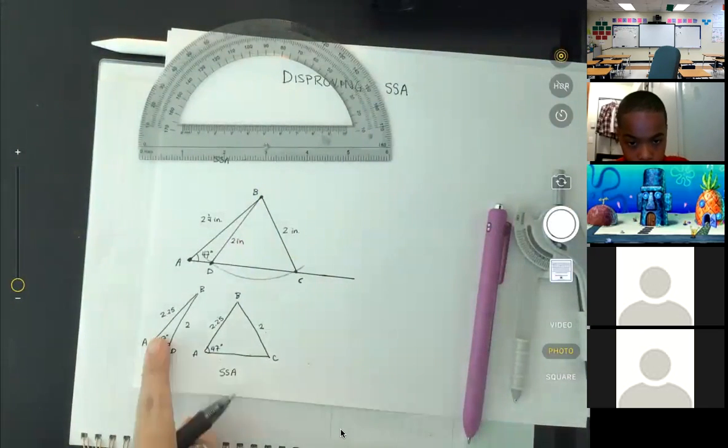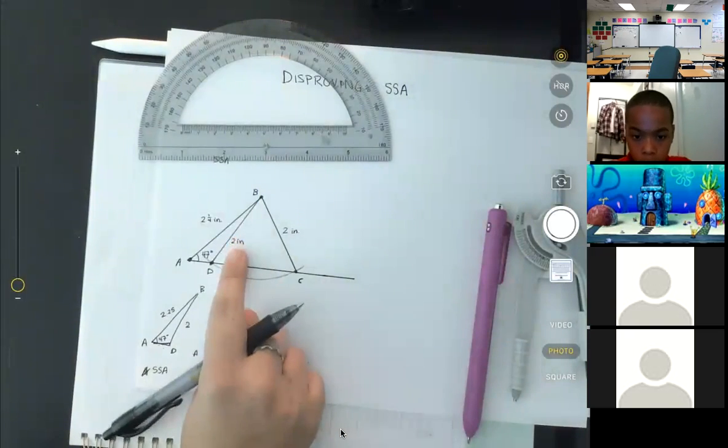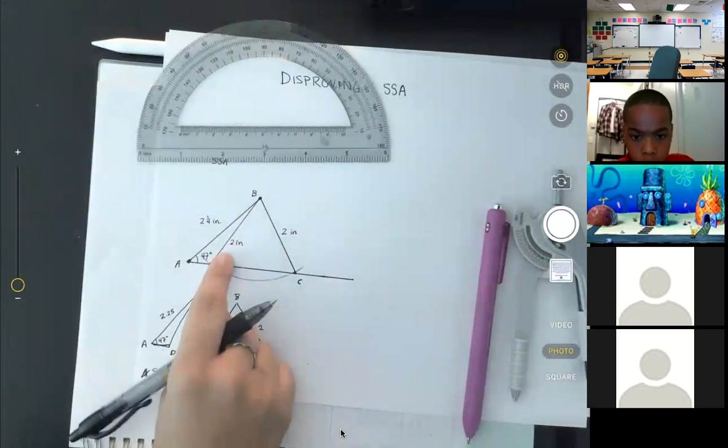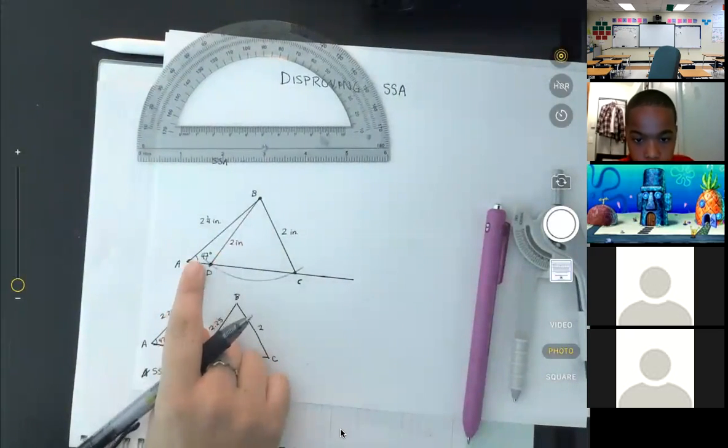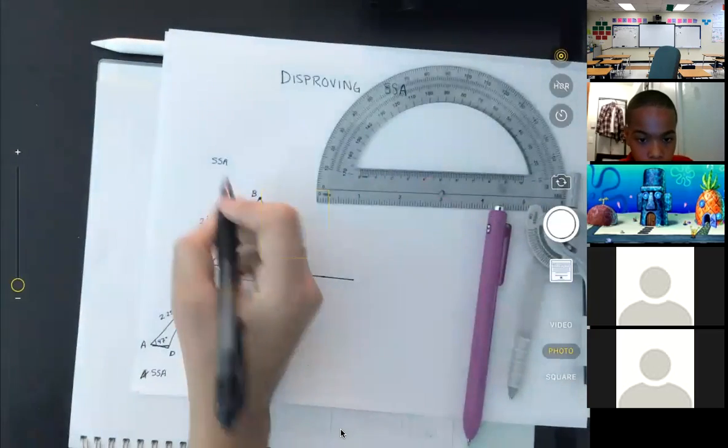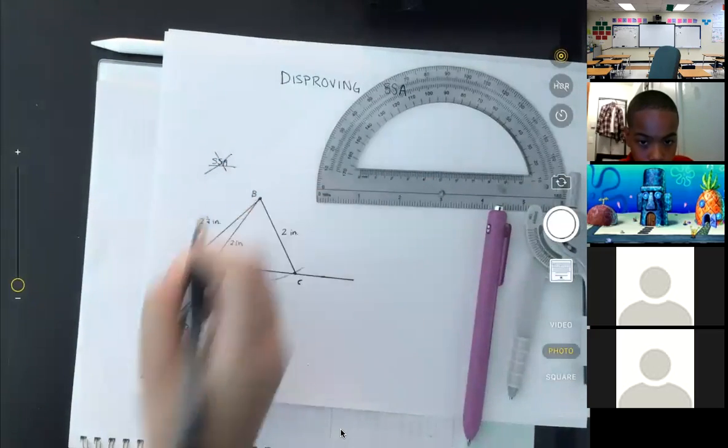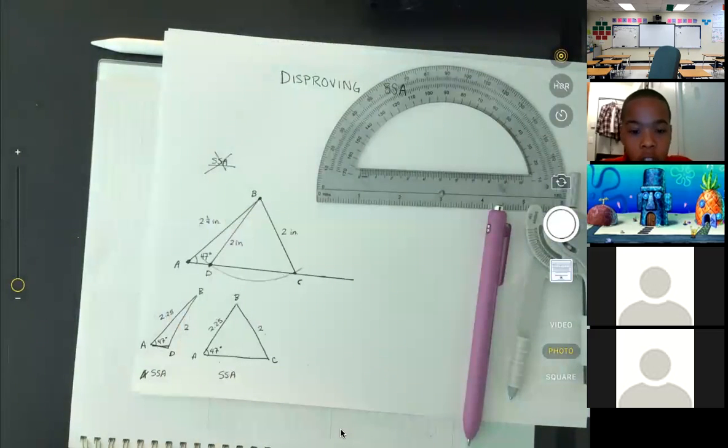So what's up with these two? Are these congruent? No, they're definitely not congruent. Even though we have two sides that line up and then one angle, this is why SSA is fake news. It does not work. Do I have any questions on why this does not work?